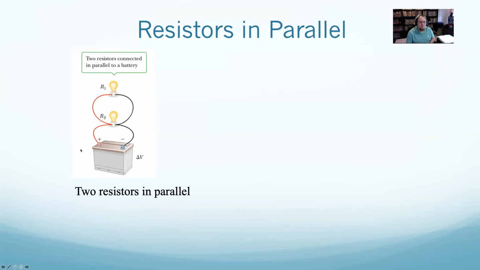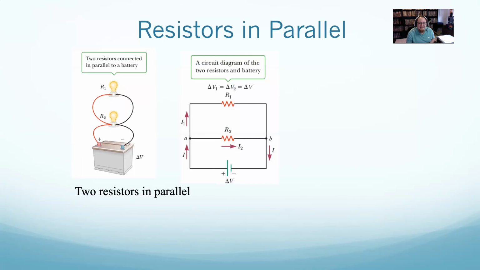However, if you put things in parallel, if you make it so that each side of the resistor goes to each side of the other resistor, goes to each side of the battery, what you'll get in parallel is that each resistor will get the same voltage. The voltage on resistor 1 equals the voltage on resistor 2 equals the voltage of the battery. However, they will not each get the same current.